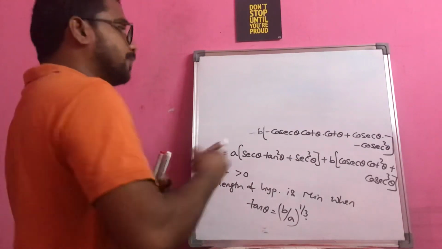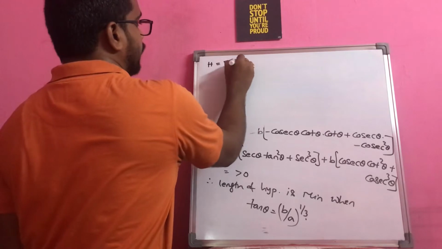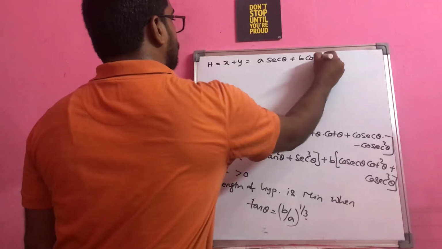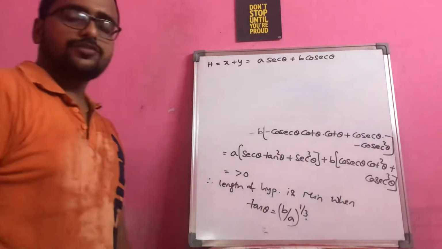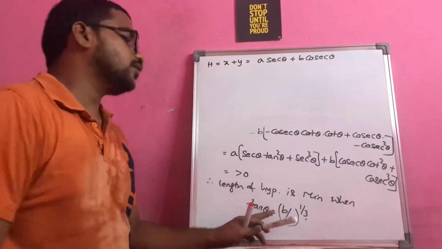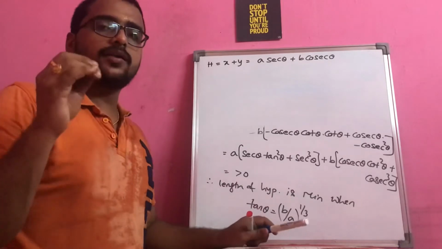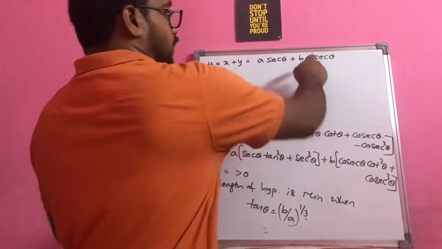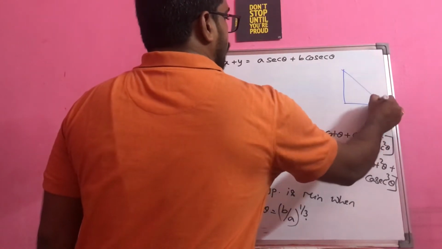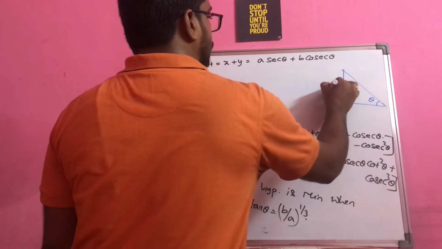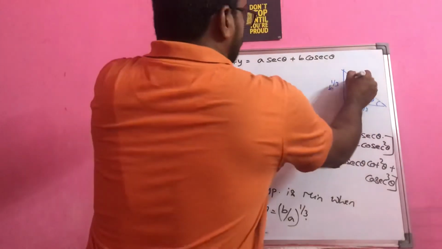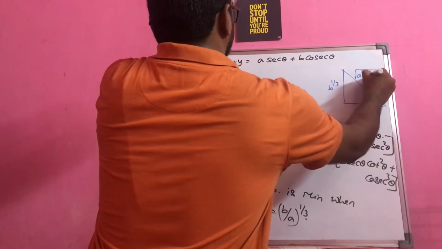So what is the length of hypotenuse actually? H is equal to x plus y, which we had taken. That is nothing but a secant theta plus b cosecant theta. This is the function we are having. So to find the h value, first we should know the value of secant theta and the value of tan theta. Now you see, this is a triangle. I am having another triangle with angle theta. This is b power 1 by 3, this is a power 1 by 3. So obviously the hypotenuse will become square root of a power 2 by 3 plus b power 2 by 3.